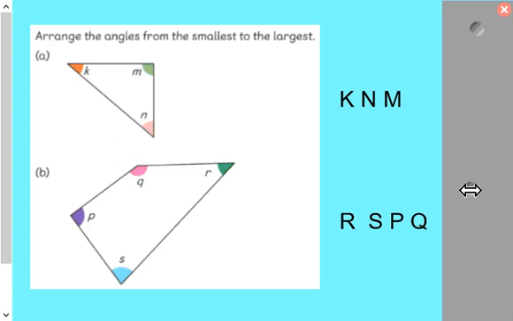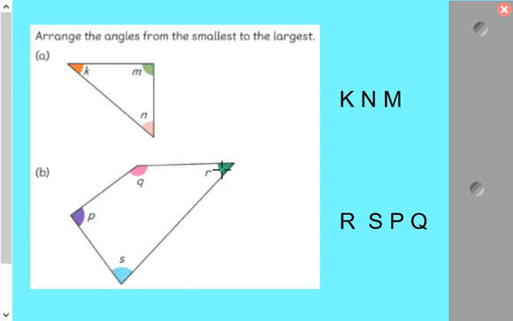Okay, so for our angles here, K is our smallest angle. It is acute. N would also be acute. And finally, M would be the largest there. It's a right angle. So K, N, and M.